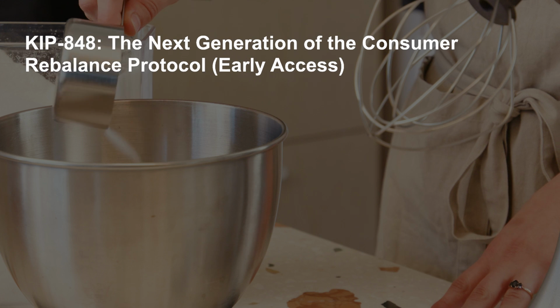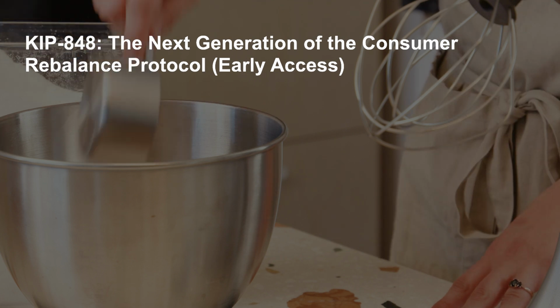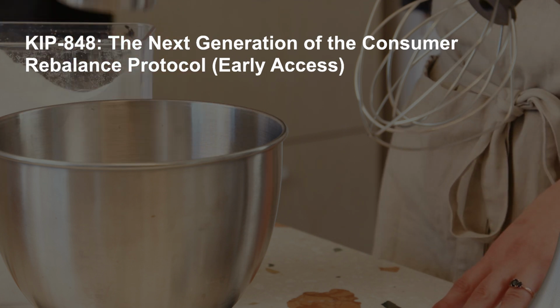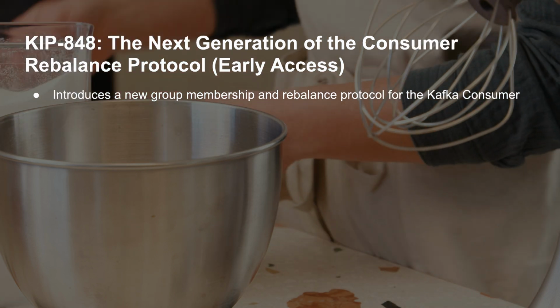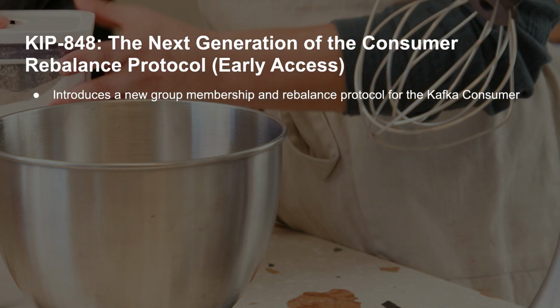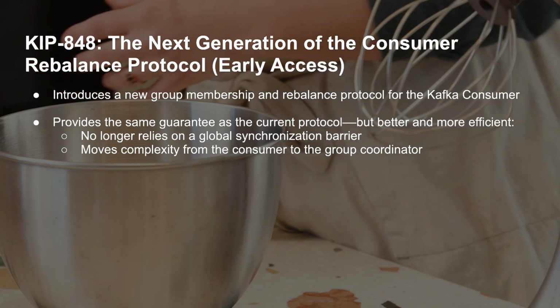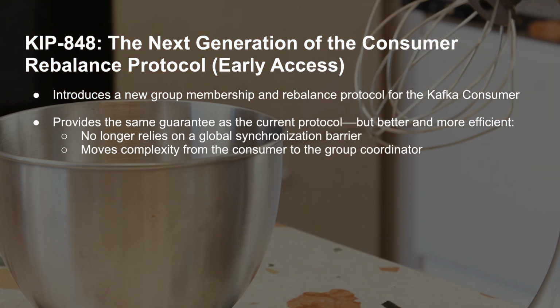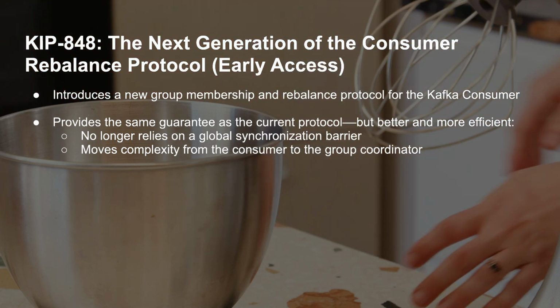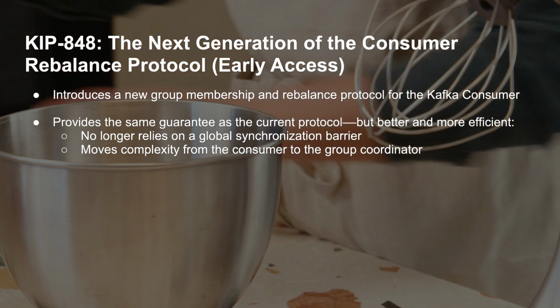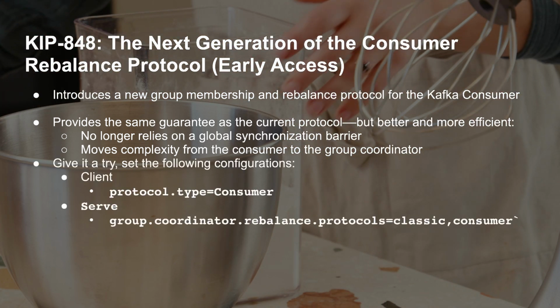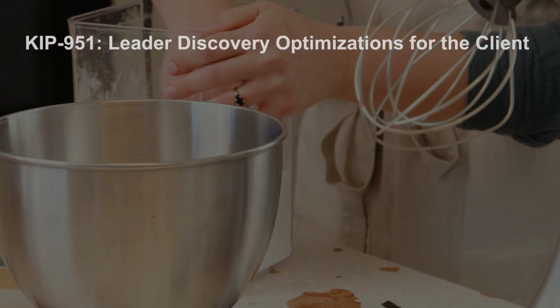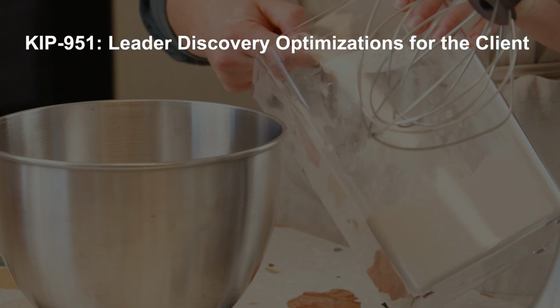Next up for Kafka Core is an early access release of KIP 8.4.8, which quite a few of you may have been waiting for. This KIP introduces the next generation of the consumer rebalance protocol to make it more efficient. A lot of the complexity of the rebalance protocol is removed from the consumer itself and instead placed on the consumer group coordinator. And when it comes time to upgrade your consumers, you can do so without any downtime. Give it a try.